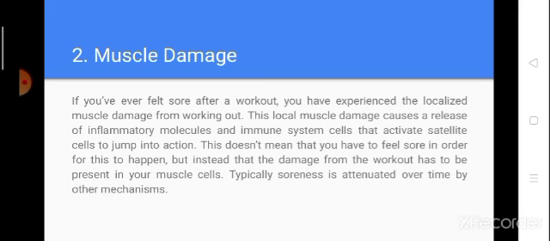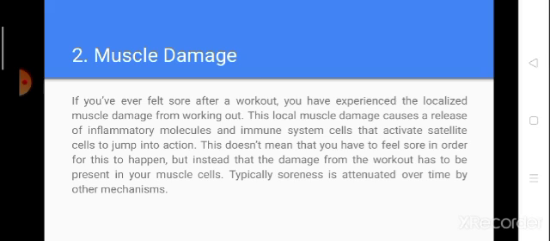Now, because of this COVID, we are regularly listening a lot about boosting up your immunity system. In this slide, you will understand because of what your immunity system will be activated. It is because of your daily workout. Then only your immunity system will be activating the satellite cells so that your resistance power will be increasing.